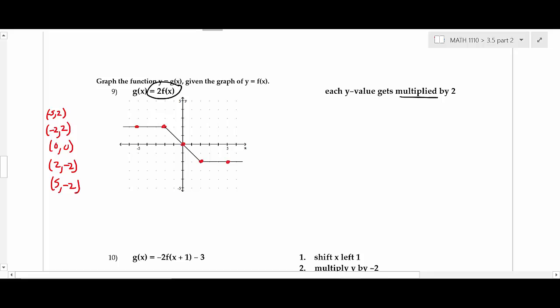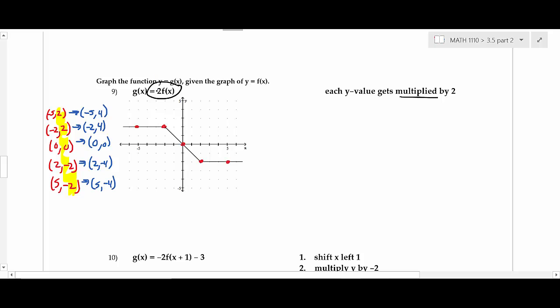Well, what's going to happen to the y values on this problem? They're going to double, right? Okay, so you don't have to write these points out because you can do this in your head, but that point is going to change to -5, 4. This point is going to change to -2, 4. Again, I'm doubling the y value. This one is 0, 0. This one is going to become 2, -4. And then that point is going to become 5, -4 like that.